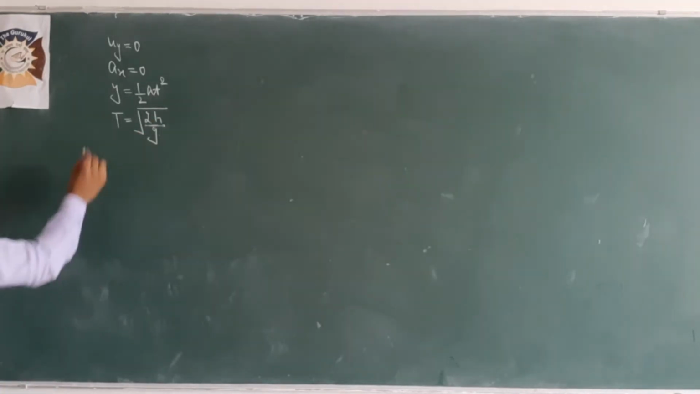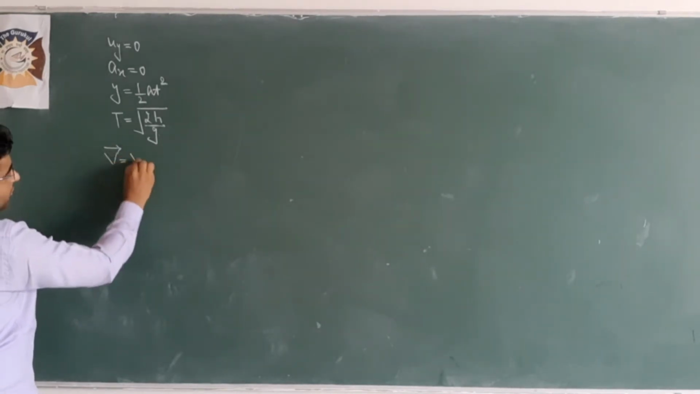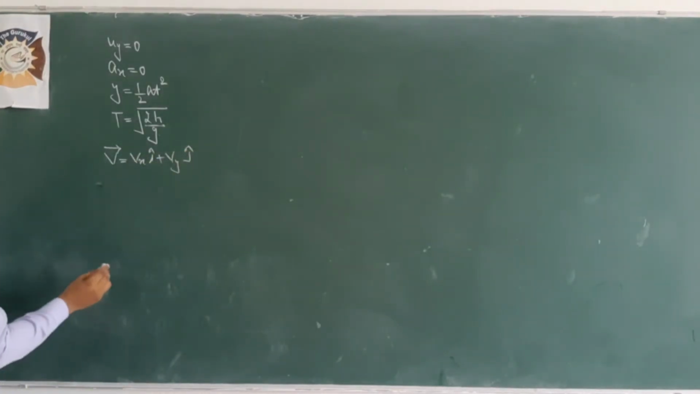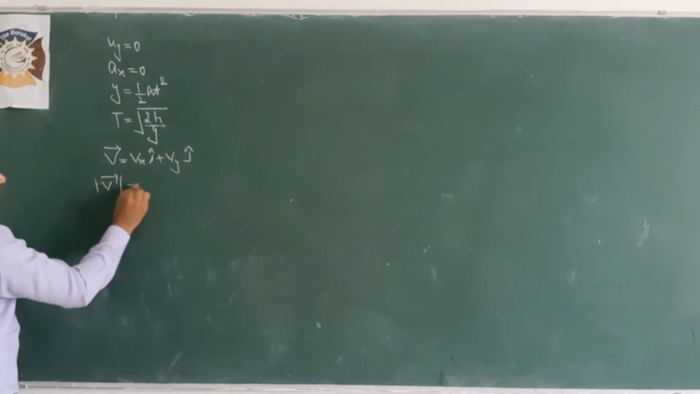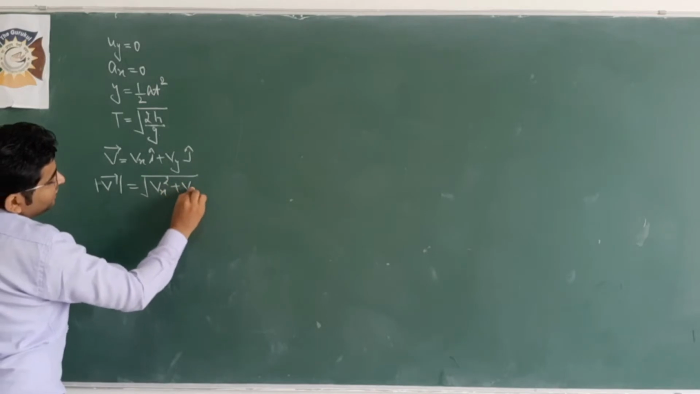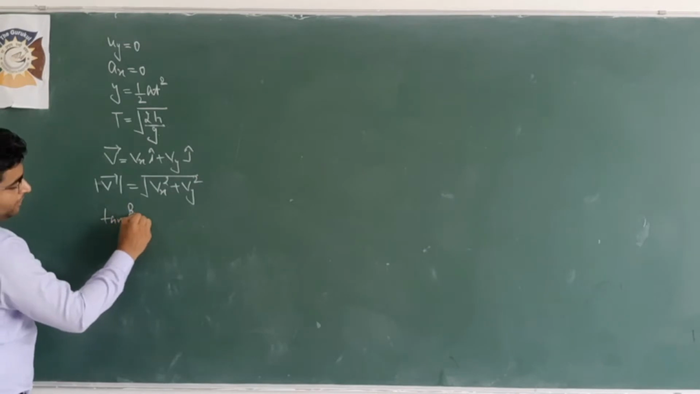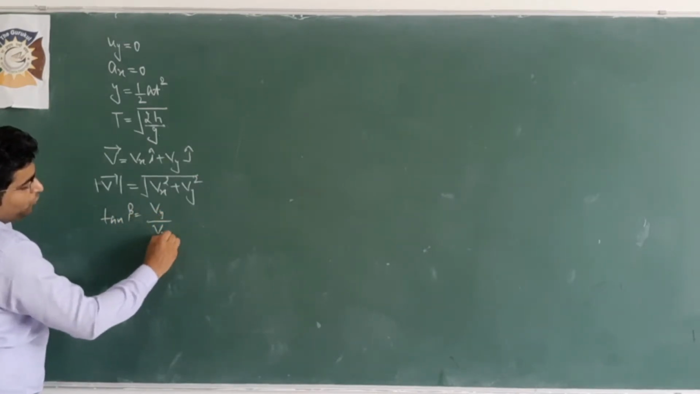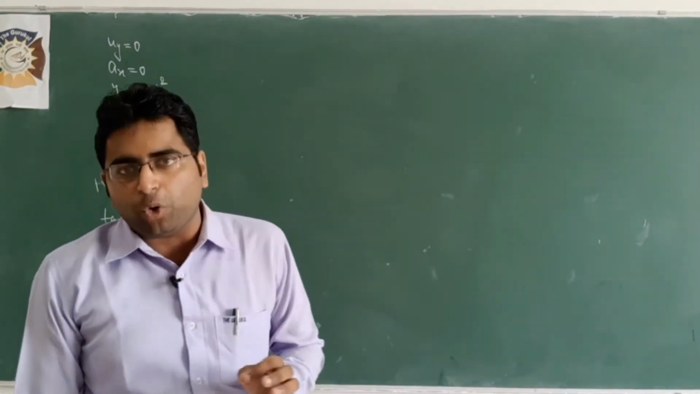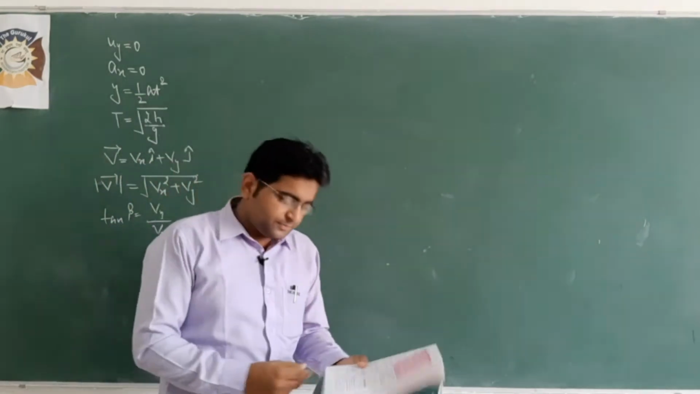Okay beta, after that resultant velocity we have calculated, v equal to Vx i cap plus Vy j cap, and from here we have written modulus of V is equal to under root Vx square plus Vy square, and at last we have written tan beta equal to Vy upon Vx, where beta is the angle made by the resultant velocity with the horizontal direction. So beta, now I am starting the numerical problems.